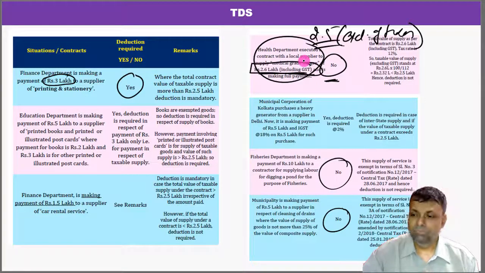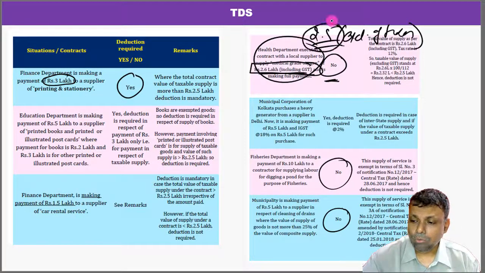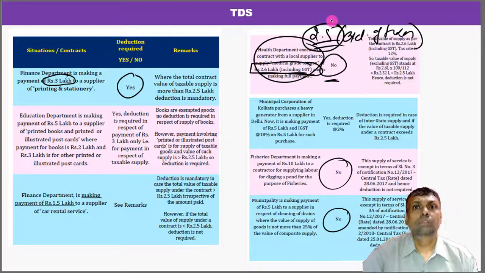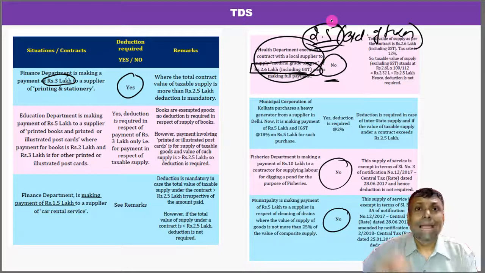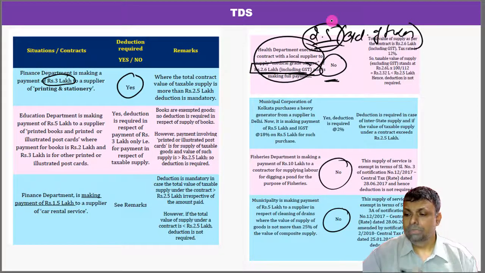So they have clarified that the value for all these calculation purposes should always be considered as exclusive value. That means excluding the value of the GST, CGST, SGST, IGST as the case may be. So excluding those taxes, that means our GST taxes, should be the value which should be considered for the purpose of deduction of tax at source.